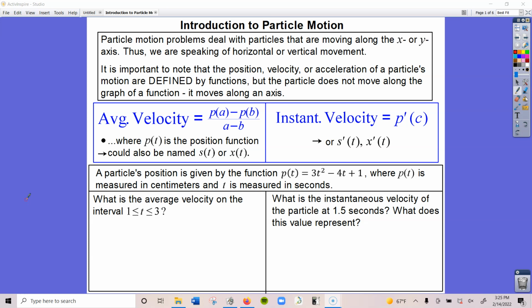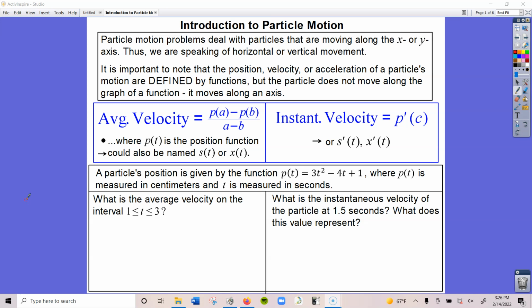Hey guys, today we're going to learn about particle motion. Now, particle motion problems are dealing with particles that are moving either along the x-axis or the y-axis. So what that means is essentially the particle is moving either strictly horizontal or vertical.